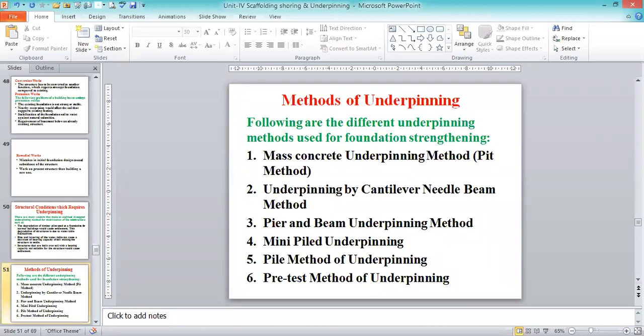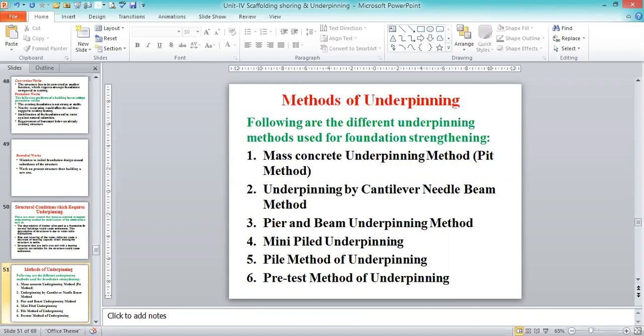If you take the first case, mass concrete underpinning method, it is only for shallow depths, like shallow footing, whereas deep footing or deep foundation will need other methods. So for the shallow foundation treatment, we go for mass concreting, and for the second, third, fourth, fifth and sixth methods, we go for deep foundation techniques. Deep foundation techniques are provided where more strengthening is required. For a normal building we require only a shallow foundation, and shallow treatment of underpinning will be sufficient. That is what we call the mass concrete underpinning method or the pit method.